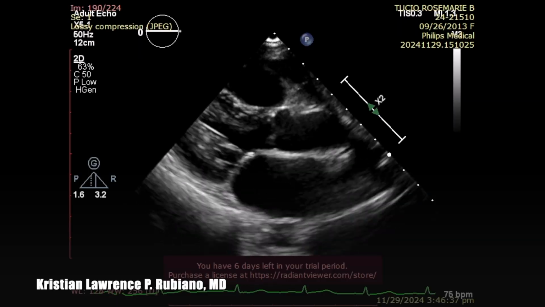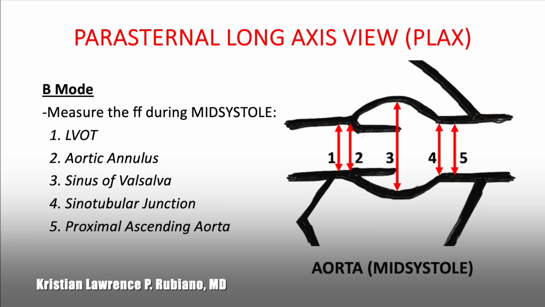We need to get the measurements of the following structures during real-time or B-mode, or brightness mode, taken during mid-systole at the maximal opening of the aortic valve. Make sure that the aortic valve is wide open when getting these measurements. Get the measurement of the following: LVOT.